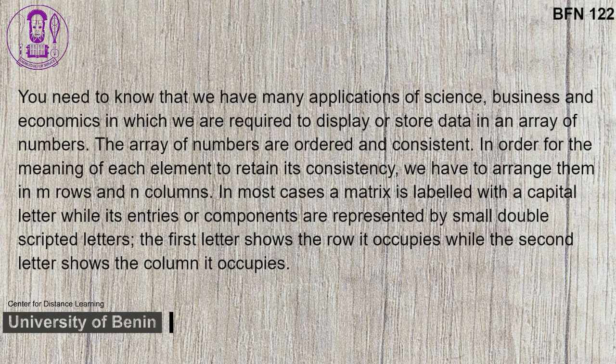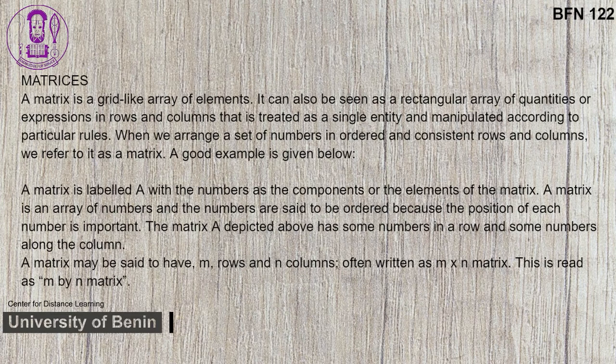Matrices. A matrix is a grid-like array of elements. It can also be seen as a rectangular array of quantities or expressions in rows and columns that is treated as a single entity and manipulated according to particular rules. When we arrange a set of numbers in ordered and consistent rows and columns, we refer to it as a matrix. A good example is given below.